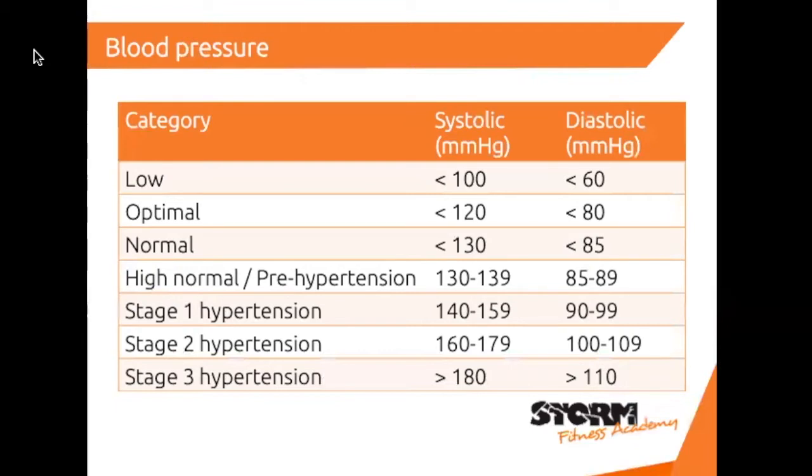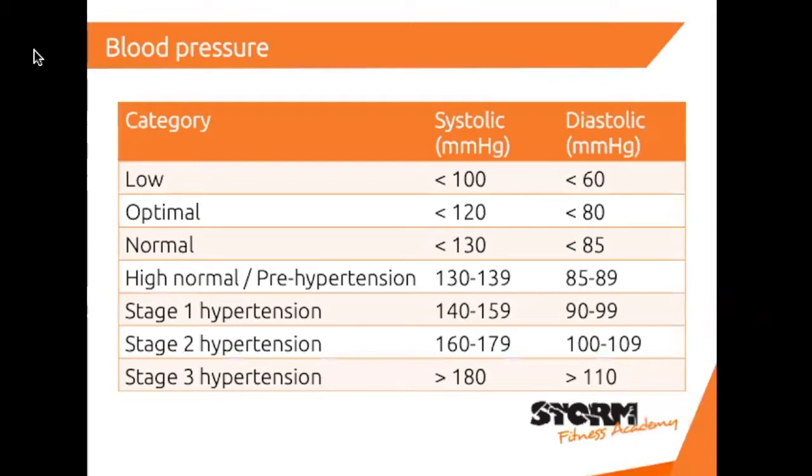Optimal is 120/80. Now, as your blood pressure goes up, if it hits 130/85, it's not an issue. It's not particularly bad, but we would class that as high normal or pre-hypertension. So it's just like, well, okay, let's keep an eye on this. If it continues to go up and your systole goes to 140 or above, and your diastole is 90 or above, that's stage 1 hypertension. So at that point, you would ask them to go and see their doctor and just double check, just get on the radar, really.